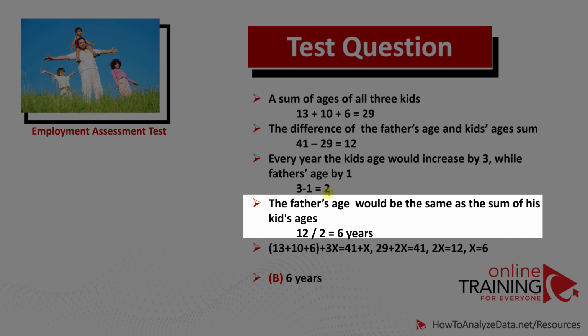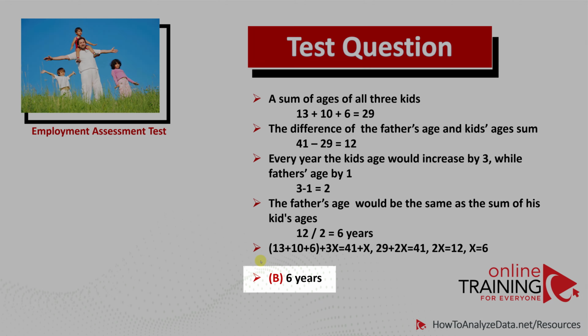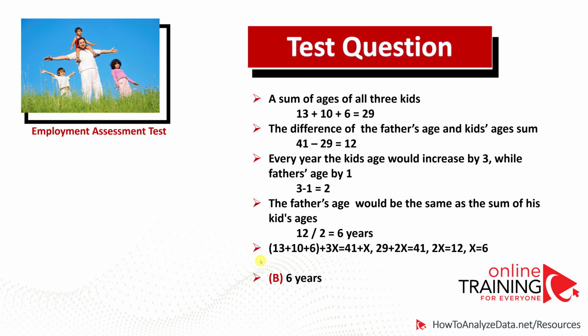So to calculate the actual answer to the question asked in the problem, we need to divide 12 by 2, which is equivalent to 6 years. So the correct choice here is choice B. In 6 years, the age of the father would be an exact sum of his kids' ages. So the father will be 47 at that time. Can you guess what would be the ages of the kids at that time? Hopefully this explanation was helpful, and now you know how to solve these types of problems on the test.